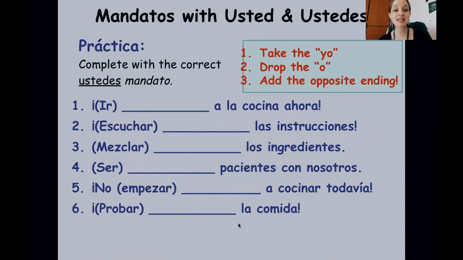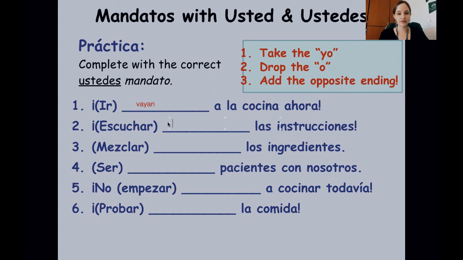It says complete with the correct ustedes mandato. I will do the first one for you and then the Edpuzzle will ask you to complete the rest. Number 1, ir. Okay, ir is typically irregular, right? Remember, think about the verb voy, right? But it's a little bit different. It is one of the dishes: vayan.